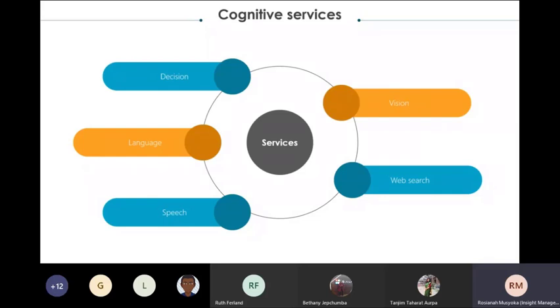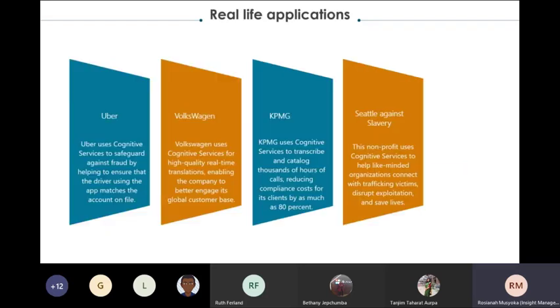And then we have companies like KPMG, which normally have so many catalogs to review. In this case, they're using it to review catalogs of recorded calls, hours and hours of calls. So they're using this to come up with something efficient and use it for analytics without doing it so manually.